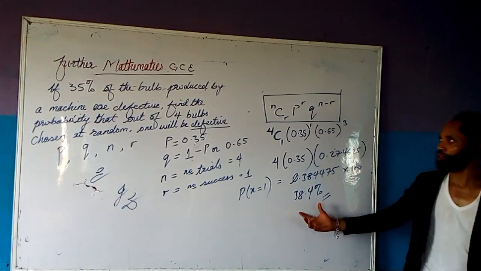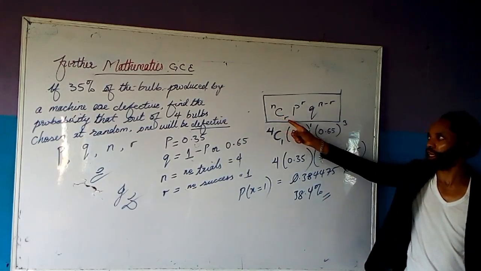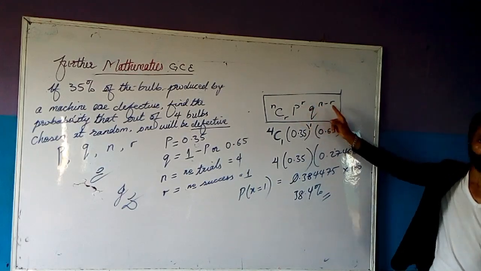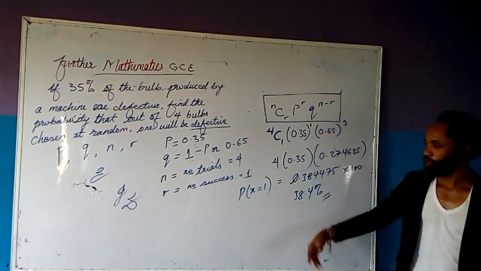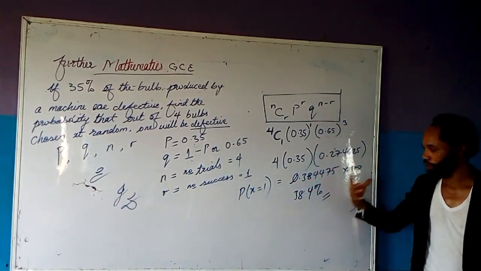That is the probability. Remember the formula: nCr, p to the power r, q to the power n minus r. r is the number of successes. So the probability where x equals 1 is this.